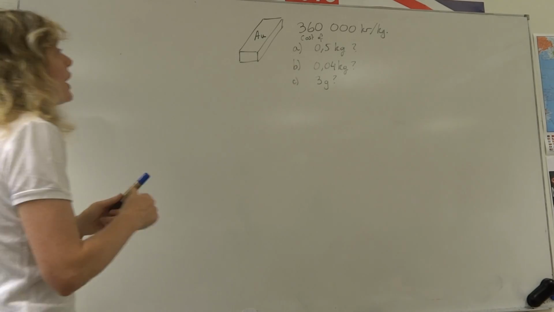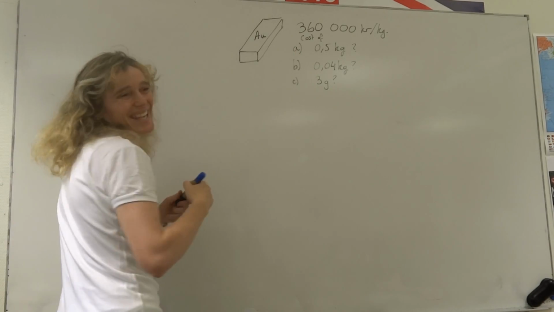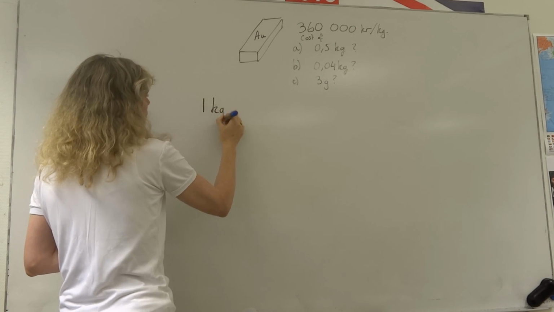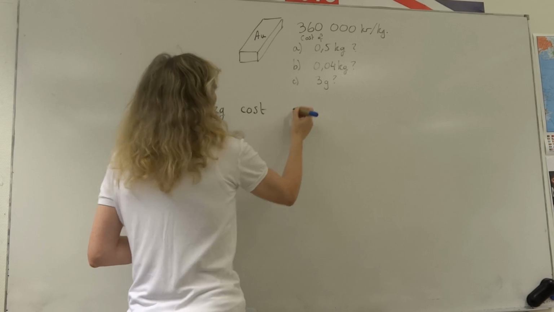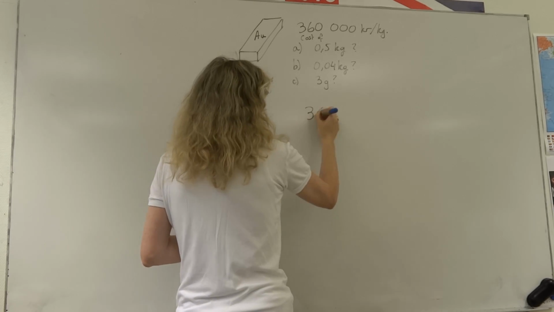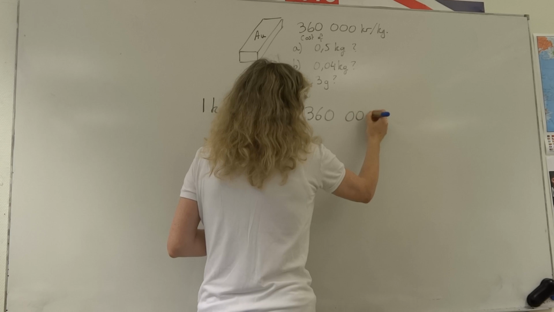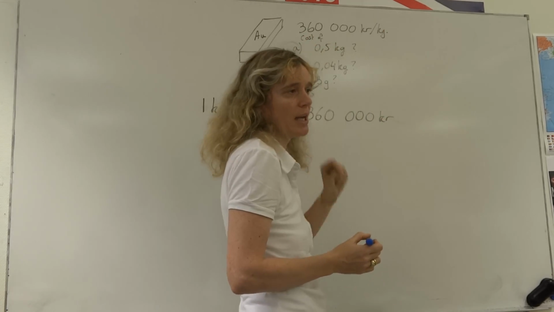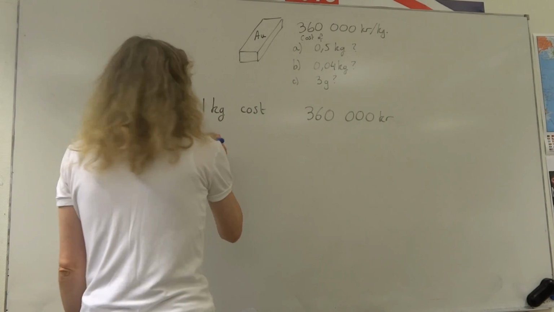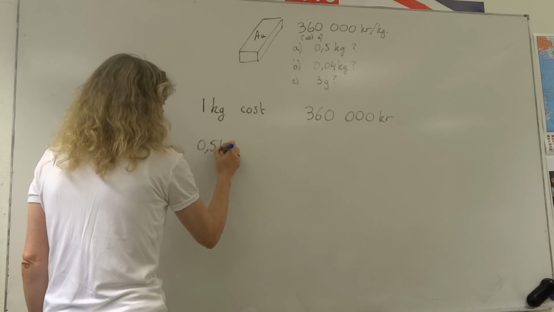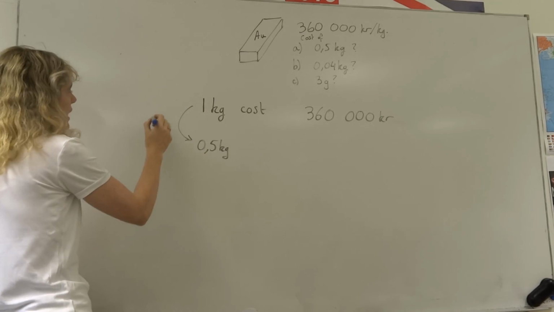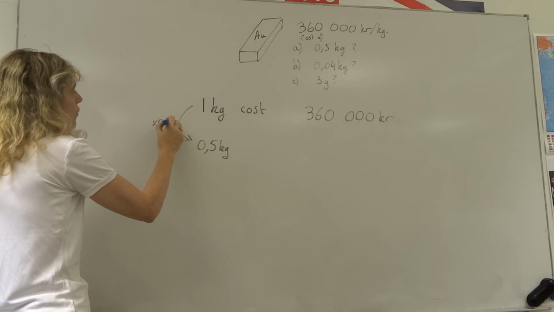So if we were going to look at the cost of 1 kilo, it would be really easy, wouldn't it? If they'd asked us what 1 kilo of gold would cost, we know it would cost 360,000 kronas, because it costs 360,000 kronas per kilo. So if we were going to work out what half a kilo would cost, we just have to think, how have we gone from 1 kilo to half a kilo? We've multiplied by a half.